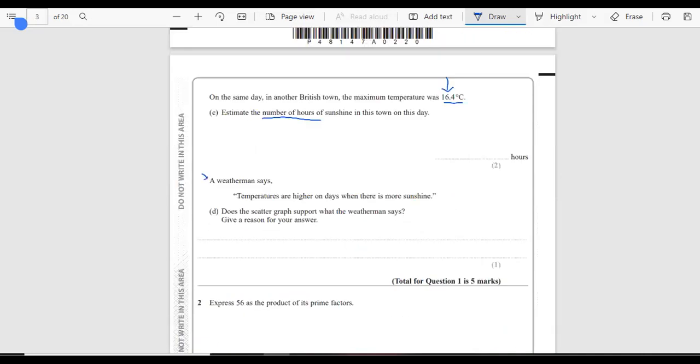It says a weatherman says temperatures are higher on days when there is more sunshine. Does the scatter graph support what the weatherman says? Give a reason for your answer. Abdullah, what do you think? Is it correct? Yes, it is. And what would be the reasoning? Because as the hours of sunshine increase, the temperature increases.